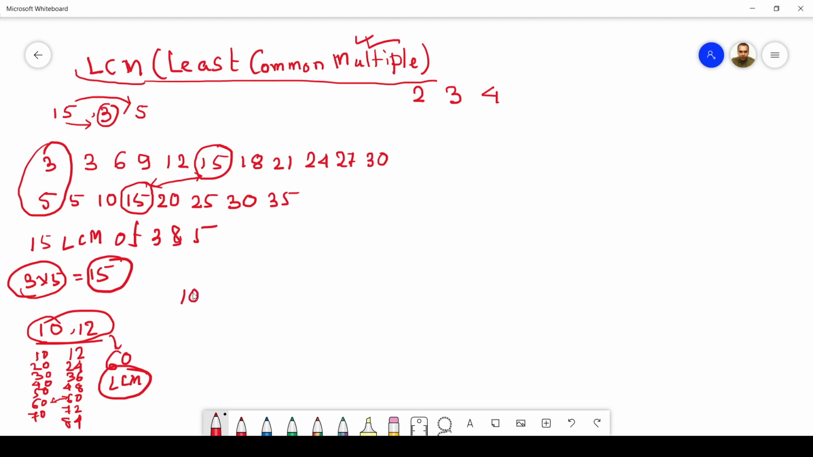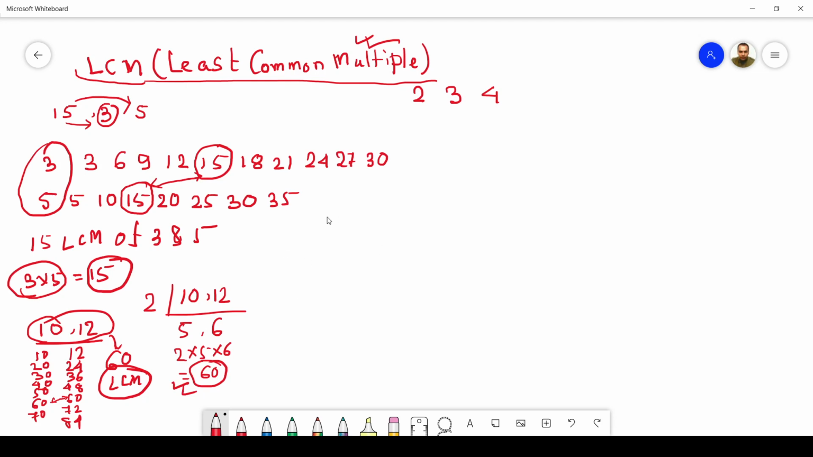Another way of calculating this is by the division method. Both numbers are divisible by 2, so 2, 5, 10, 2, 6, 12. Is there any common factor of both 5 and 6? No. So 2 multiplied by 5 multiplied by 6 is equal to 60. So 60 is the LCM of both 10 and 12.